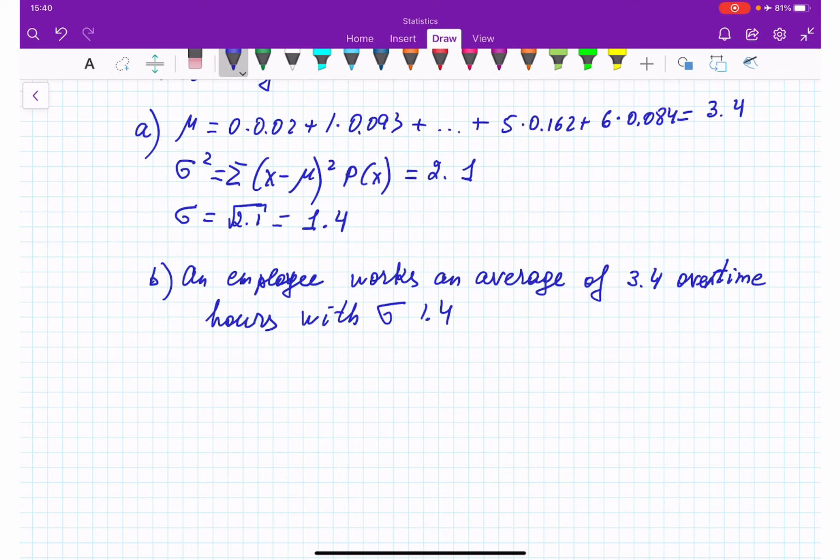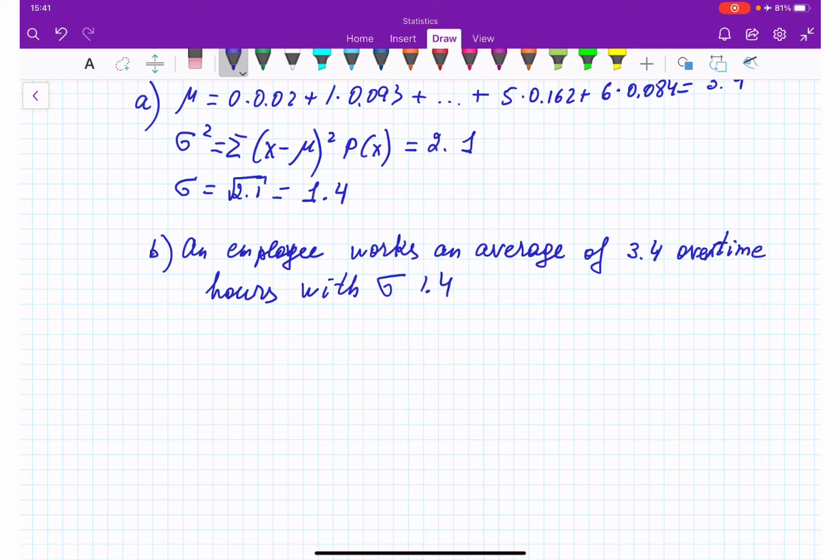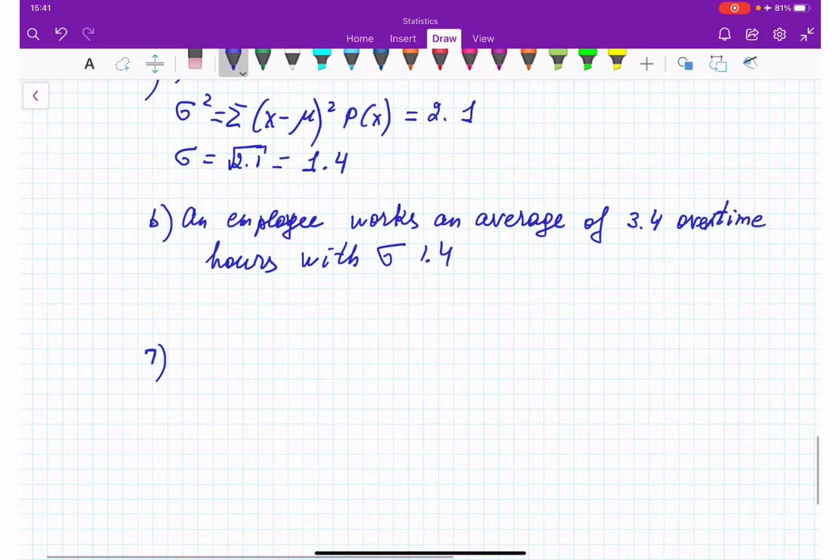Okay, question number 7. Mean, variance, standard deviation. We are going to use the same thing, but this time based on a histogram. So this is what we're going to have. Question number 7. I'm going to build the histogram.